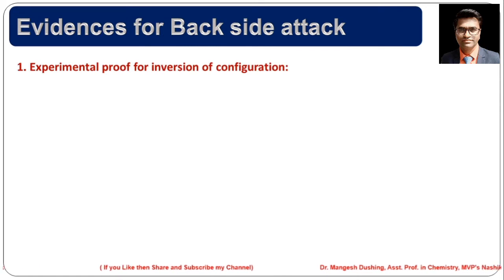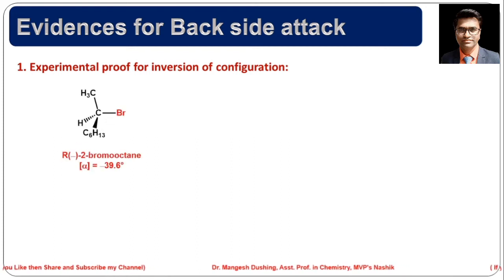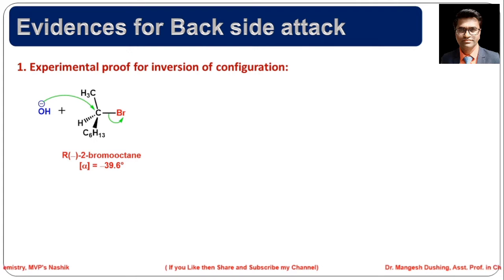Friends, now we'll see the evidences for backside attack. What are the experimental proofs for the inversion of configuration? For that purpose, we choose some chiral compound. For example, this is R-2-bromooctane, whose specific rotation is minus 39.6. Suppose this is hydrolyzed by using aqueous KOH or NaOH, then OH minus acts as a nucleophile that attacks the chiral carbon and Br minus will leave.